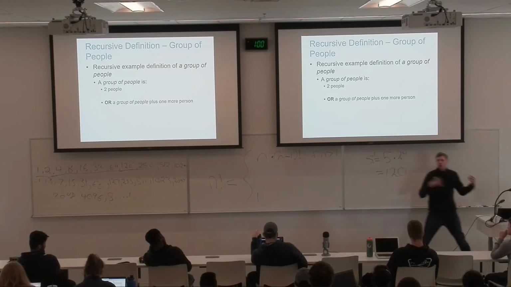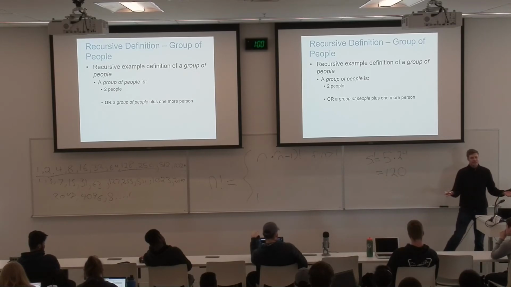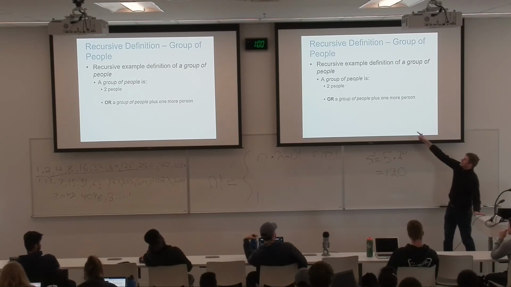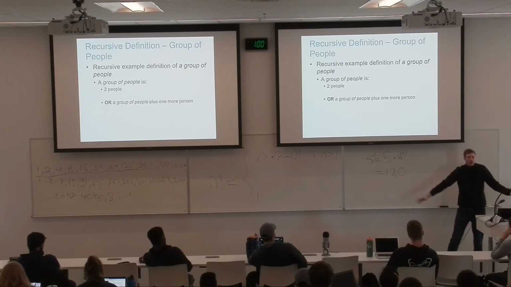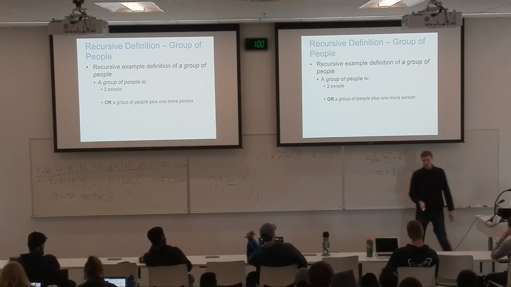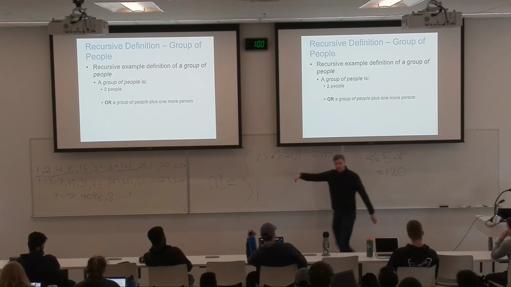Then I go, okay, is 2 a group of people? Yes. How do we know? Because it says right there, it's in the definition. Oh, okay, so if 2 is a group of people, that means 3 is a group of people, which means 4 is a group of people, up to 10.